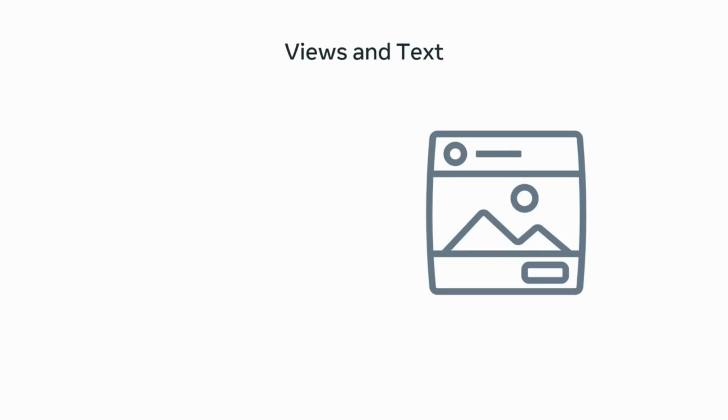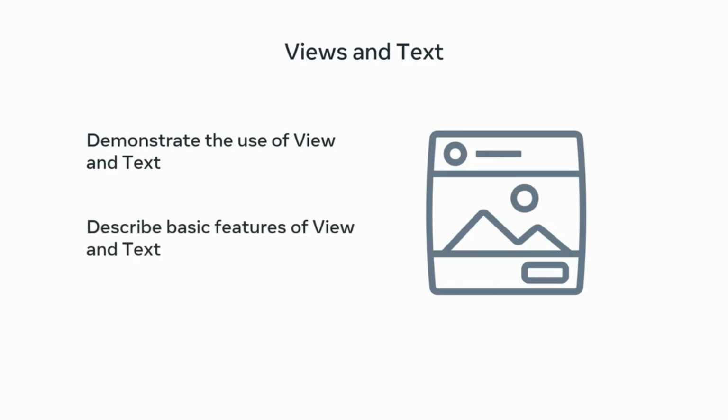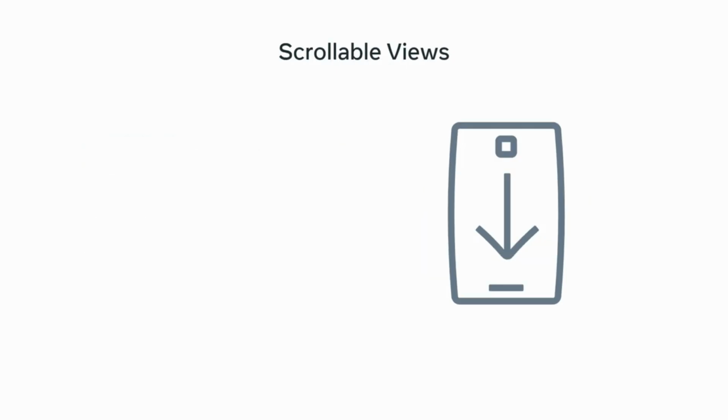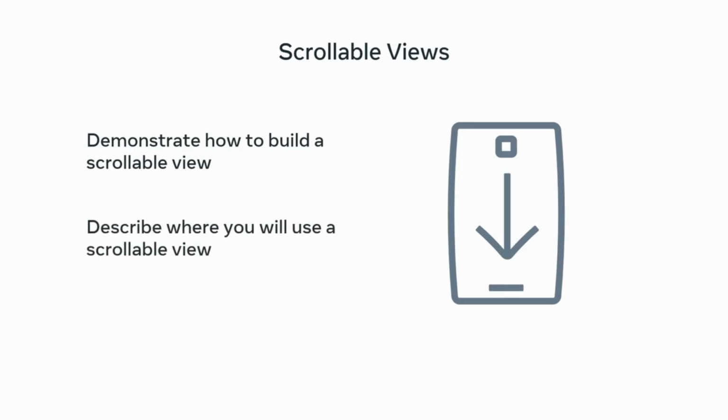In Lesson 4, you learned everything about views, text, and scroll views. You should now be able to demonstrate how to use the two basic core components of React Native, view and text, describe the basic features of these components and their usage. You should also be able to demonstrate how to build a scrollable view by using the scroll view component and describe its basic usage in React Native.